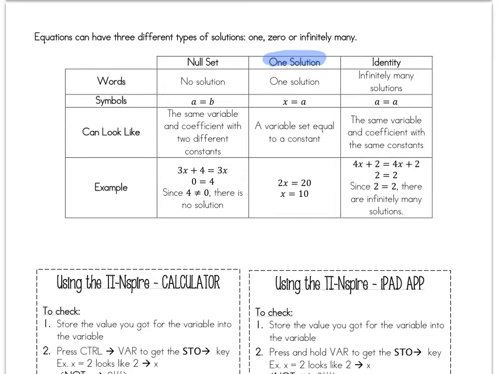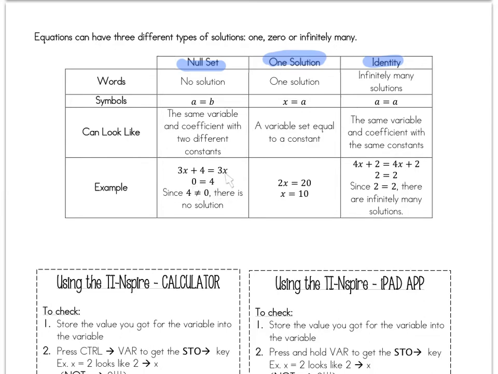We can have something called the null set, which is no solution, or the identity, which is infinitely many solutions. The way we can tell is by looking at an example. We come up with this here. To get from this step to this step, since we have 3x on both sides, we're going to subtract away 3x. And 3x minus 3x gives us 0, so there's nothing. And we have 0 is equal to 4.